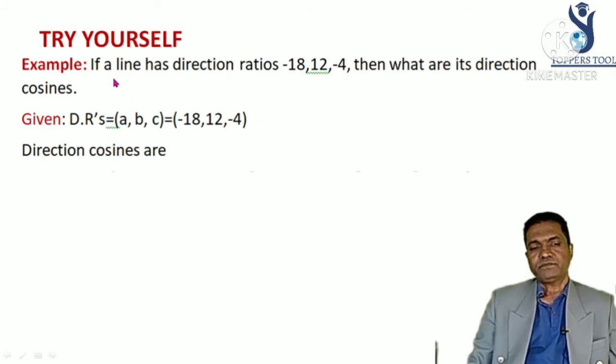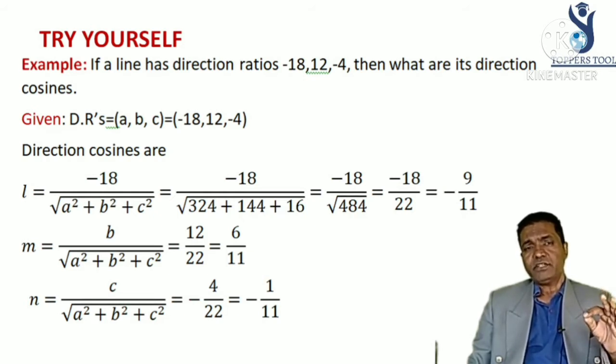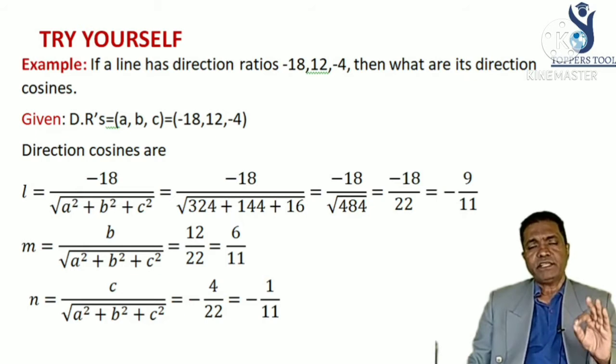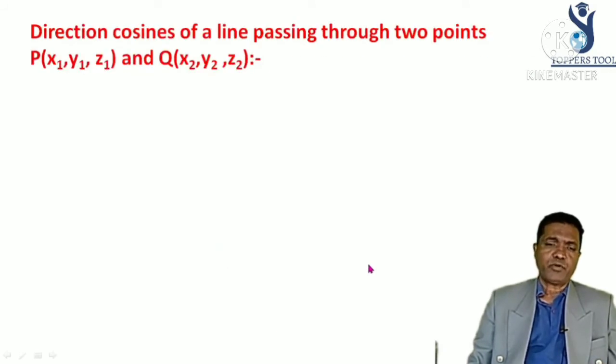So try this. If a line has direction ratios minus 18, 12, minus 4, then what are its direction cosines? So better have a look at this and take a screenshot and make your own notes. The content of this video is specially made in such a way that you can make your own notes just by pausing the video. Everything is available here. So just try to make your own notes while learning this. So please practice this. Okay, we'll move on to the next point.